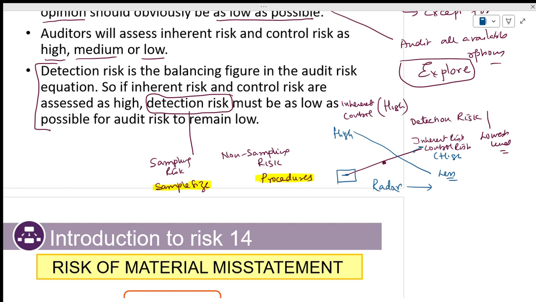With detection risk, we cannot say which is more important. We have to say that you put the radars, you put the scanners, you put the controls. The moment you have effective controls, there is a possibility that we can detect the errors and frauds. If there are no controls, we cannot detect errors and frauds. That is the balancing figure.